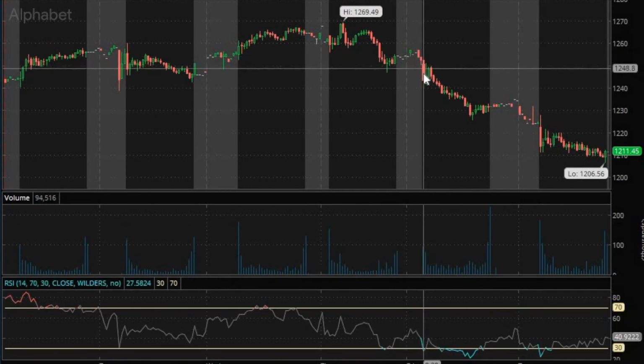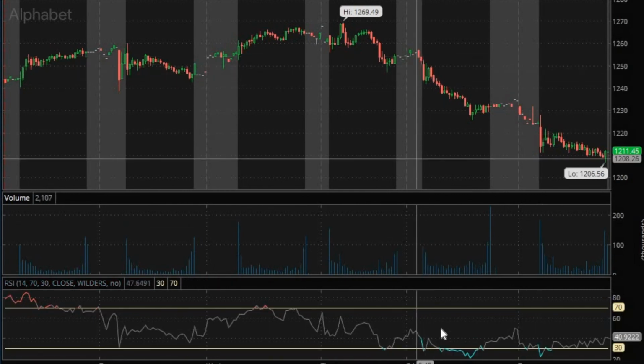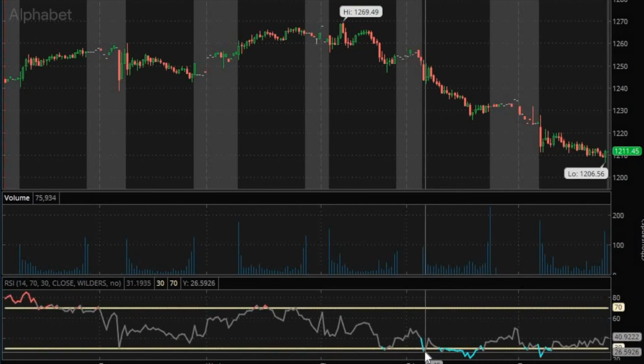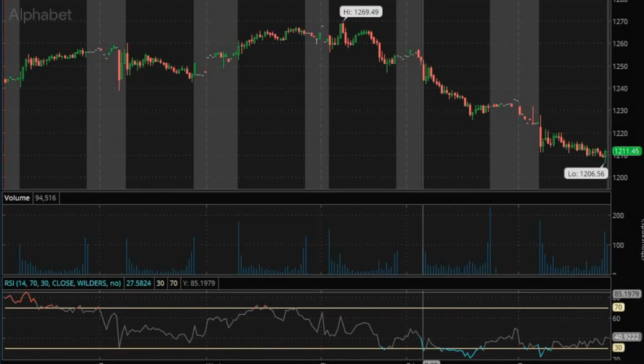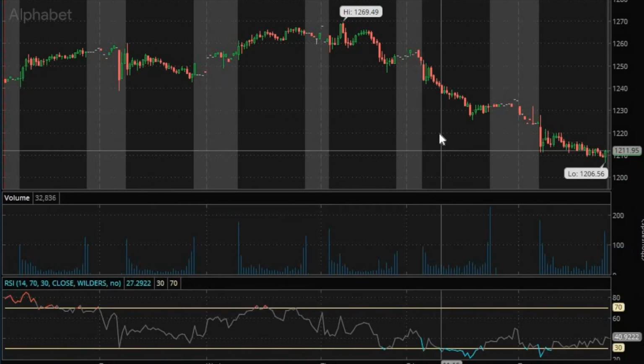One other thing to be wary of is these huge movements in price can affect the RSI greatly, like that, and be false. This is not a buy signal here, but it may look like it in that RSI.